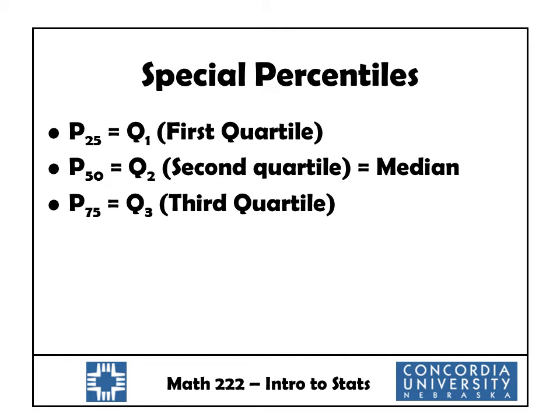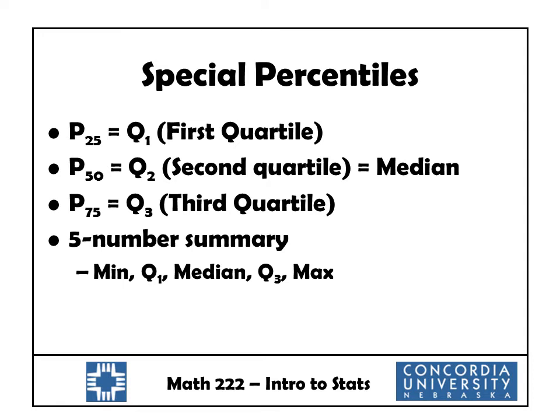The 50th percentile, P50, is called the second quartile and denoted by Q2. The 50th percentile is the one that's right in the middle. 50% of the data values are less than it, 50% are greater than it, and so the 50th percentile is the same as the median. The third one is P sub 75. The 75th percentile is called the third quartile, it's denoted Q3. That is a data value. 75% of the data values are less than that particular data value, and 25% are greater than it.